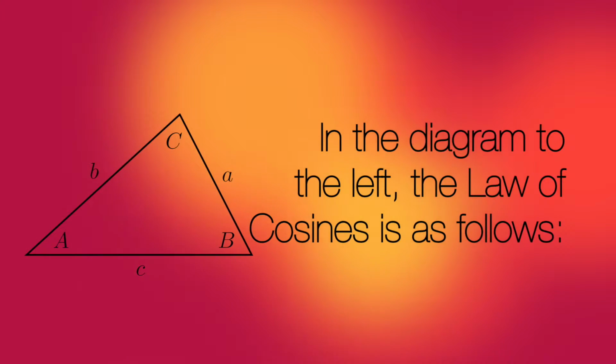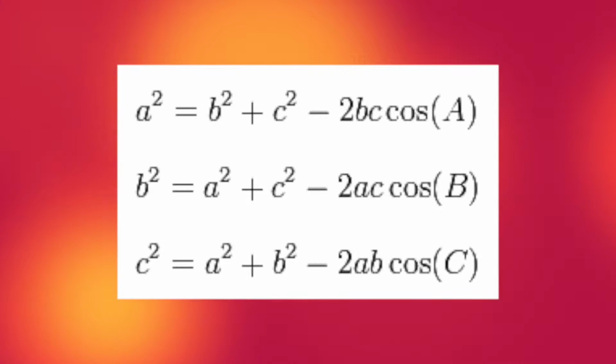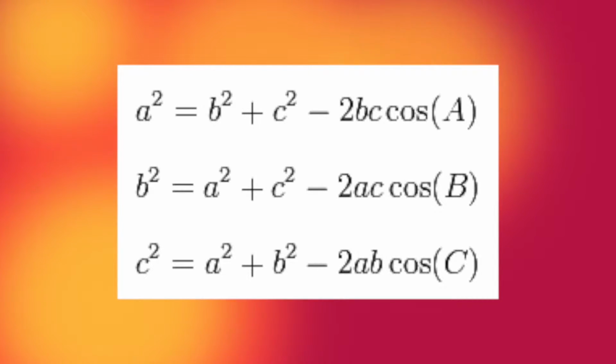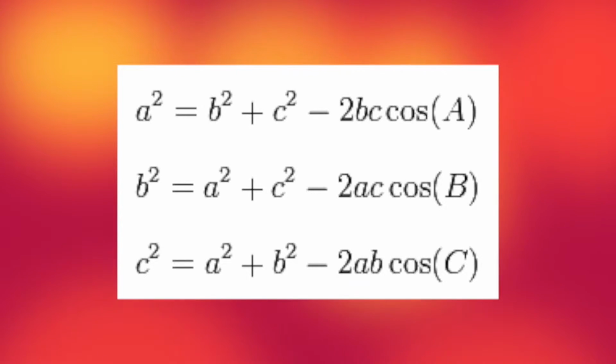We can use the diagram to the left to create three separate equations. The first equation is set equal to a squared, which is trying to solve for the side length of a in the triangle. It corresponds with angle A, which is shown by the capital letter A at the end of the equation, and you fill in the b squared and c squared and the other b and c with the information that's given to you. You can reconfigure this equation to equal b or c.